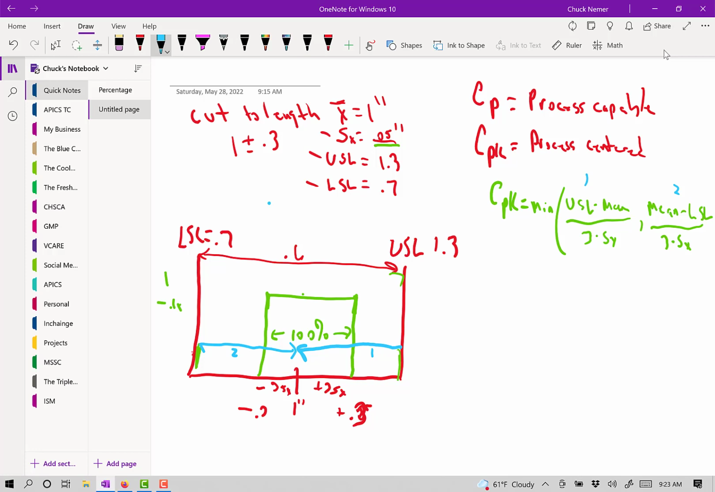But what we're interested in, again, is trying to get a CPK greater than 2 because what that means is I'm perfectly centered and there's enough room. Okay, so I can get 2 of these within here. I'm not too close to one edge or the other.